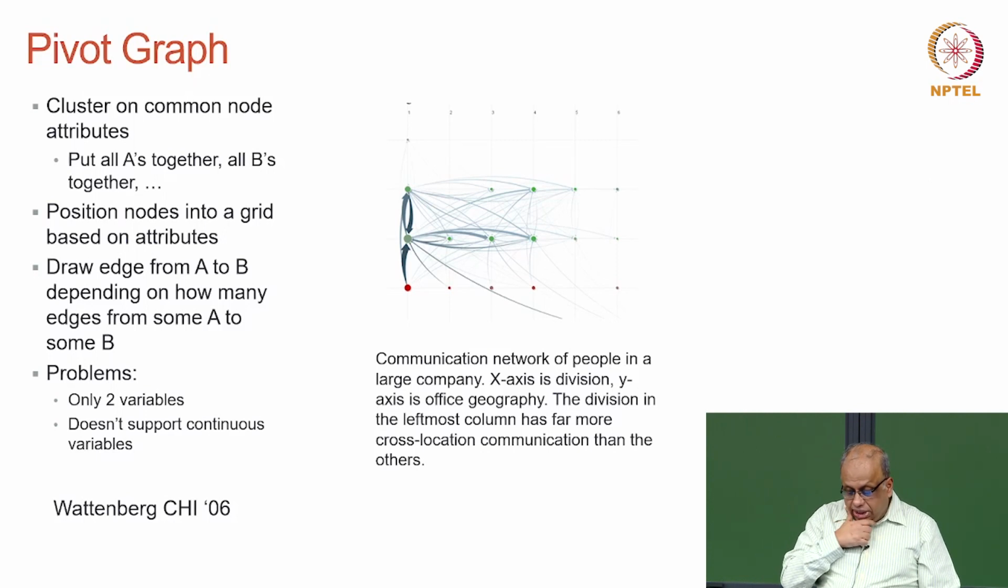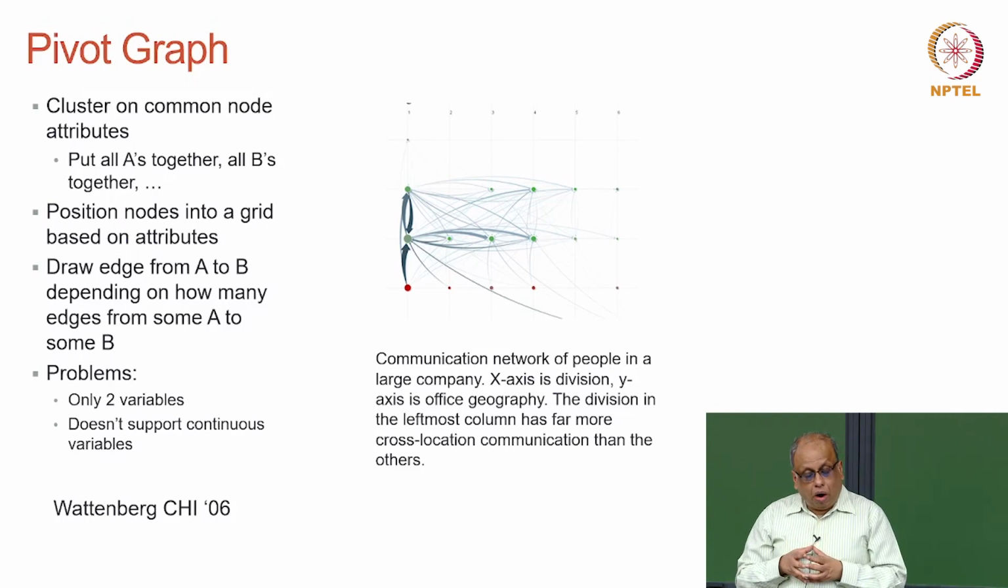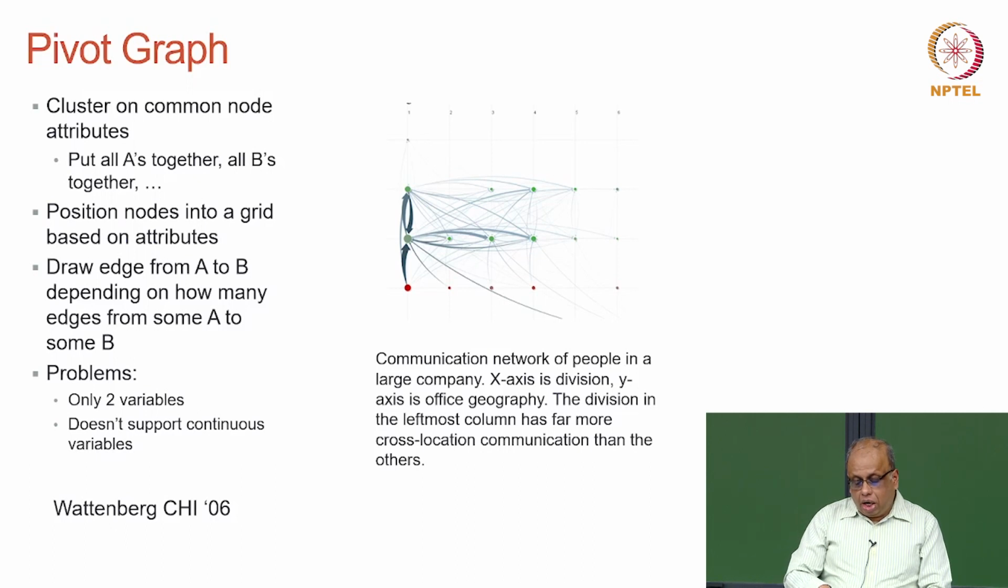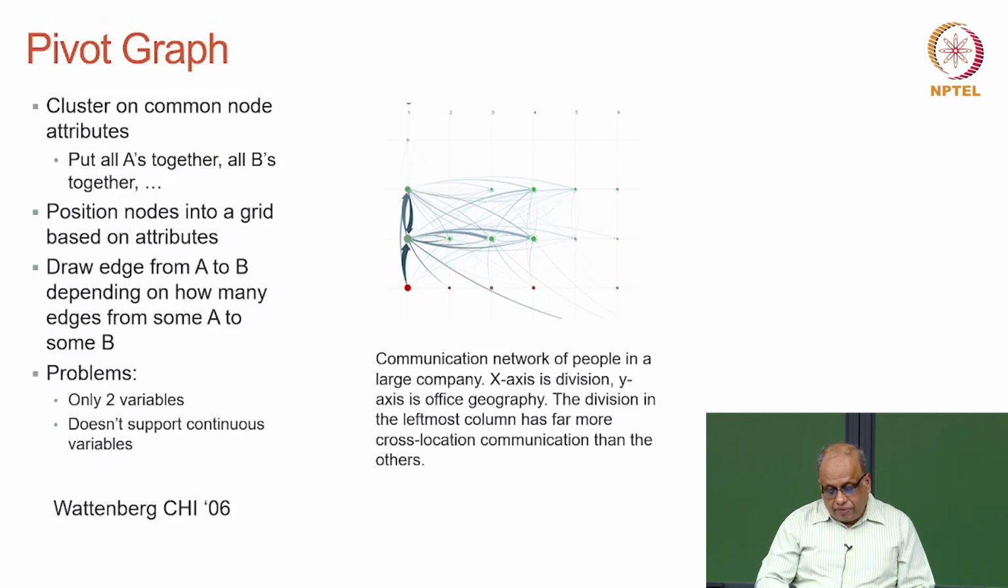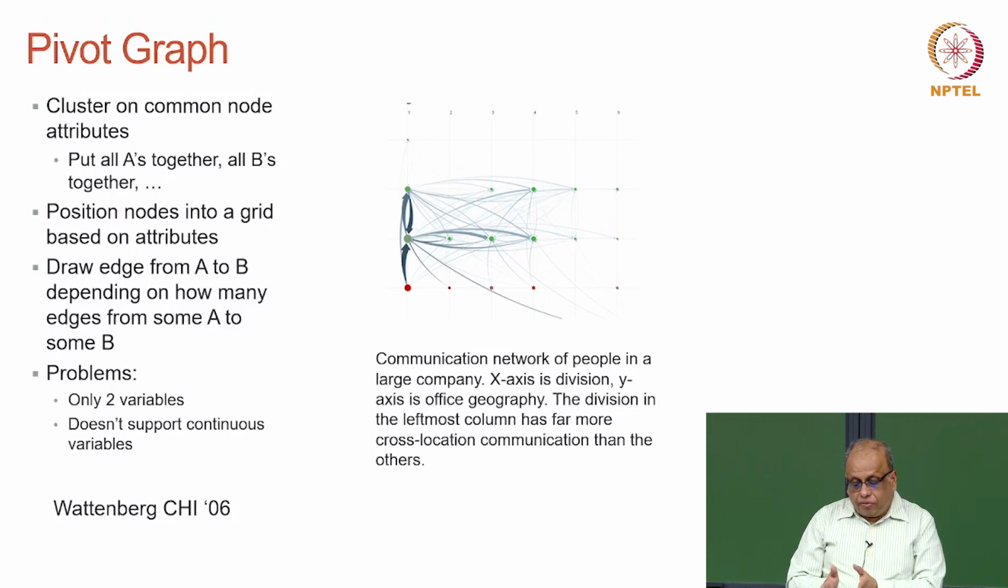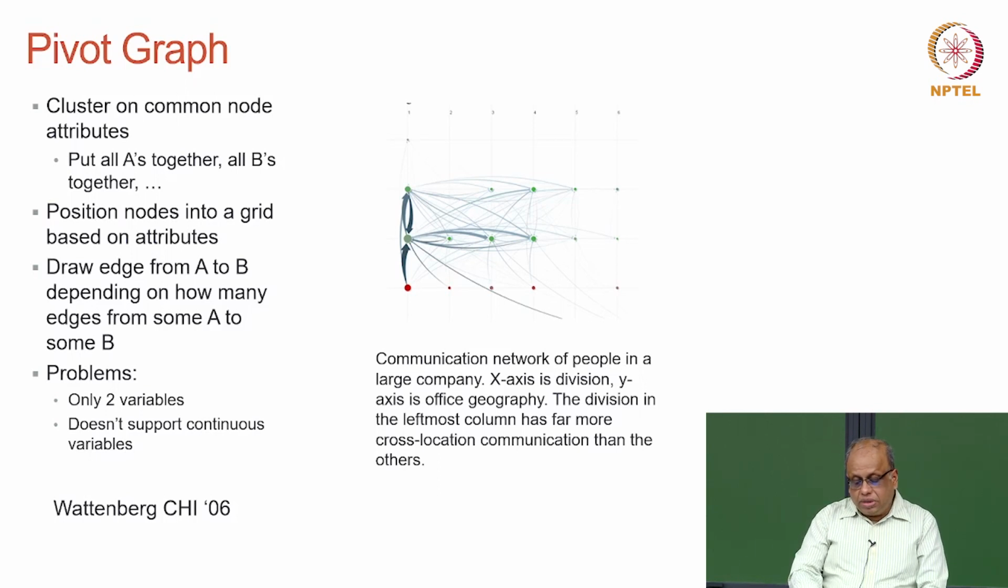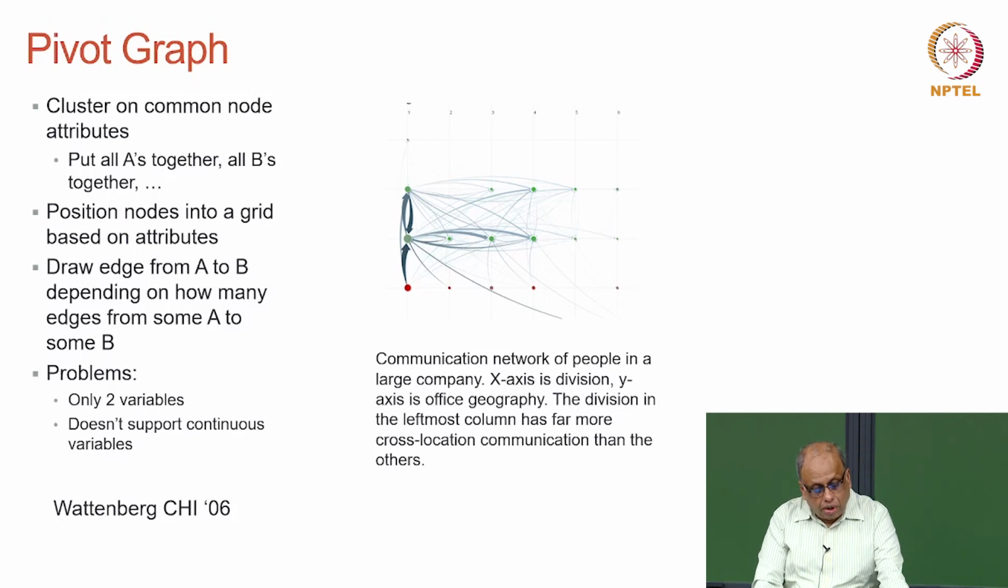X dimension is the division, Y dimension is the office geography. So all nodes that are from a particular division are grouped together. All nodes that are from a particular region, maybe from the north or from the east, are also grouped together. That way they create a graph where the focus is on the different divisions and the different geographies. And if there are links between nodes in those geographies, then you connect the links between them. Okay? So this is one way of showing it. It focuses on two variables.